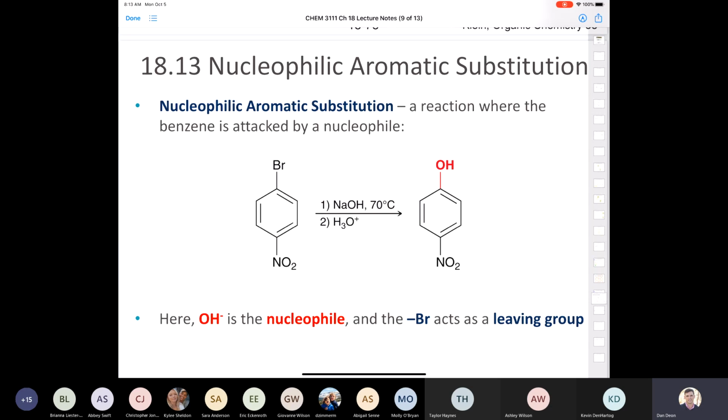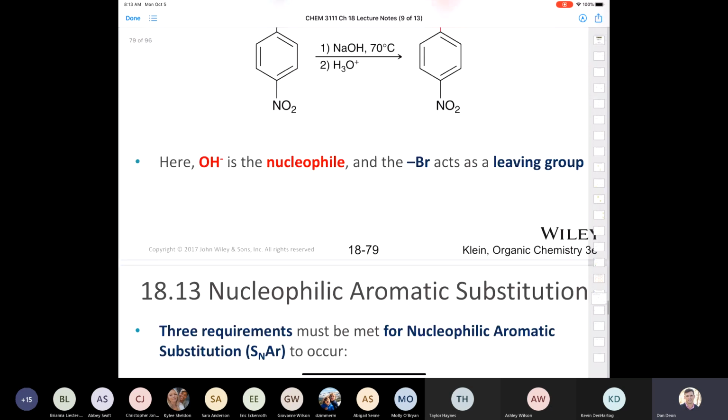And what's happening here is that the hydroxide is acting as a nucleophile. Hydroxide is a good nucleophile, it's a strong nucleophile. And the bromine is acting as a leaving group as bromide. Anyhow, you might be wondering, this is kind of interesting. What would the mechanism of this look like? Well, let's take a look at that.